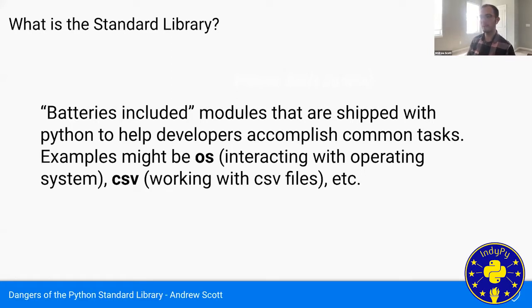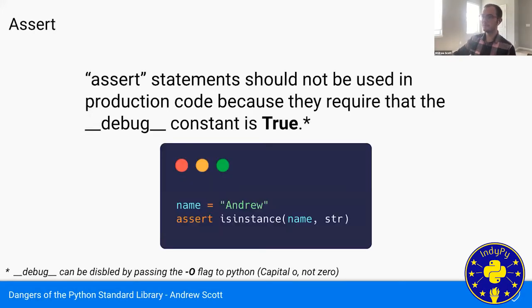Some examples might be the OS module, for interacting with your operating system, and the CSV module, for working with CSV files. There's a ton more. Most of the things you want to do on a day-to-day basis are included to some degree here, or the included bits are extensible, so you could extend them to do exactly what you want. I'm going to roll through a handful of things you would like to avoid doing in the standard library. Then I'll cover some general Python security tips and some takeaways.